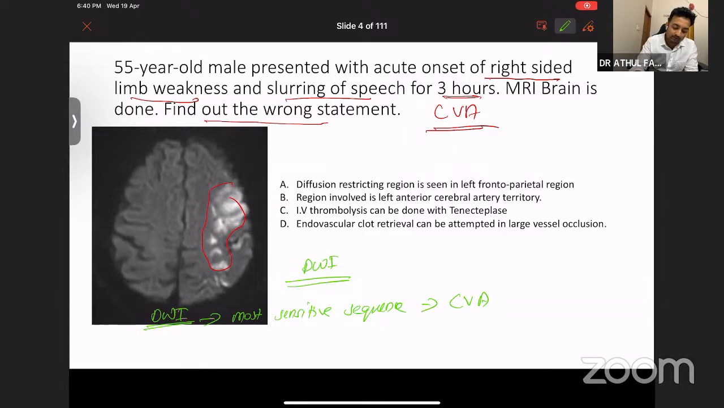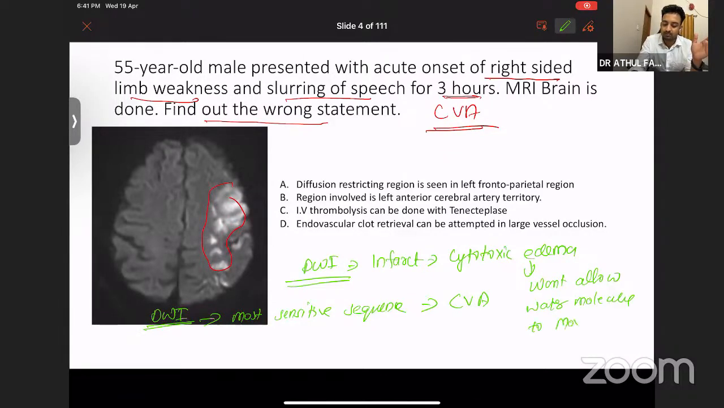What happens here is there will be an infarct, and in an infarct there will be cytotoxic edema. In this region of cytotoxic edema, the water molecules will not be able to move freely, but in all other regions the water molecules will be freely moving. Our body is 75% water, and these water molecules move freely here and there. But when there is an acute infarct, there is cytotoxic edema, which won't allow the water molecules to move freely. So this region will appear bright in diffusion weighted images. That is why we see a bright appearance in DWI sequences. This is the basic concept.